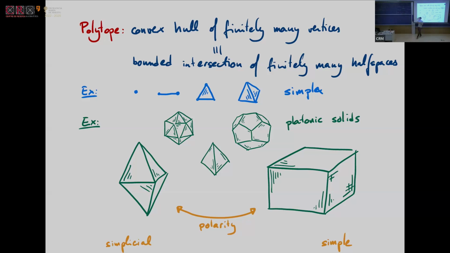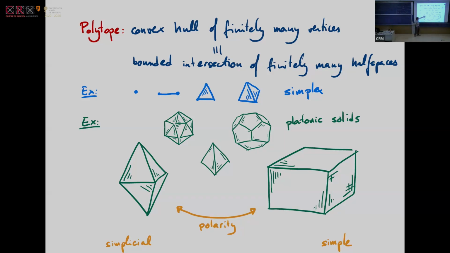And what it does is send vertices, which are the faces of dimension 0, to facets, which are the faces of codimension 1. So here you see this octahedron has 6 vertices, and this cube has 6 facets. And here we have 8 facets, and here we will have 8 vertices. In general, you send faces of dimension k to faces of dimension d minus 1 minus k. So if you do the numbers, you'll see that edges go to edges, and that's why they have the same number of edges. And the simplex here in the middle is self-polar.